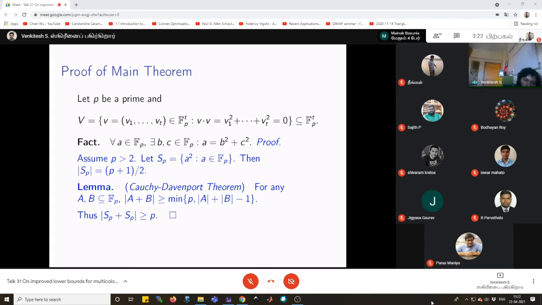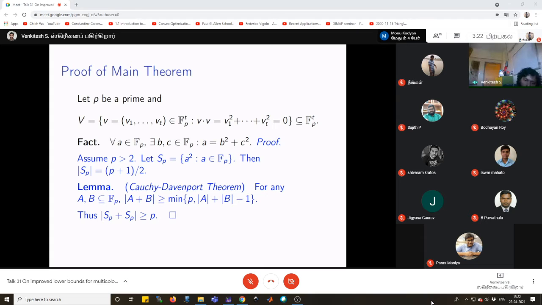Okay, because if you look at all non-zero squares, they will partition Fp into elements of the form a, minus a. Then counting them, you get that the non-zero squares have size (p-1)/2, and then there is 0, so it becomes (p+1)/2. So Sp has size (p+1)/2.